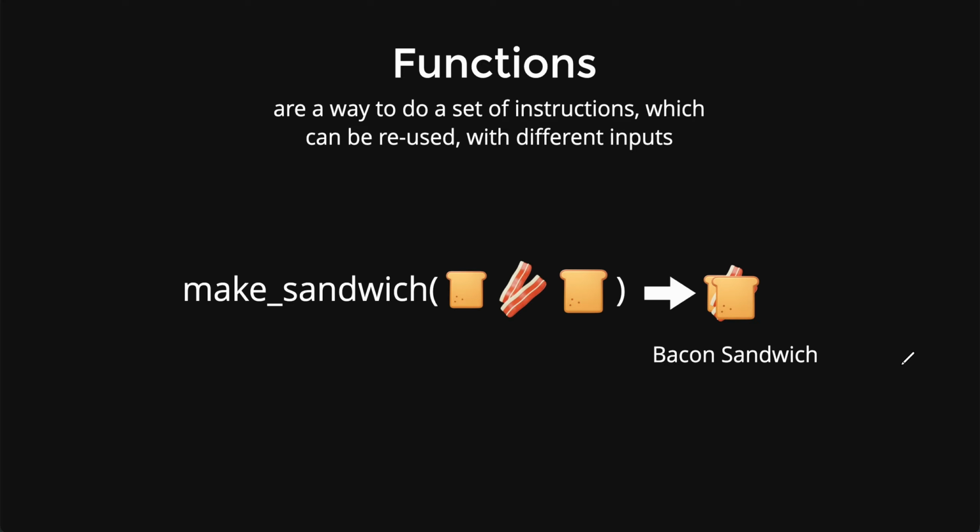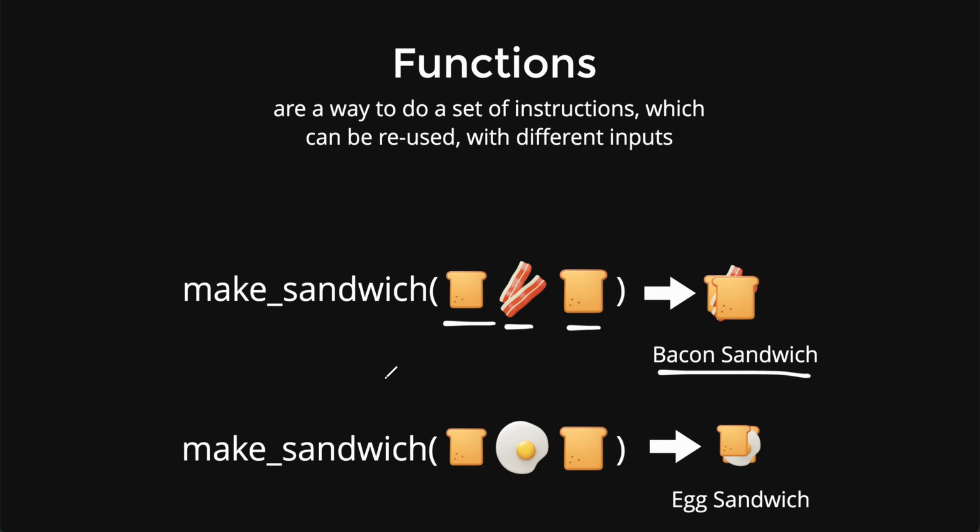Another example that we went through was make sandwich, where if we have the input bread, bacon, and bread, we create a bacon sandwich. And with the same function, with the input bread, egg, bread, we will make an egg sandwich. So hopefully this will help you understand better about functions.